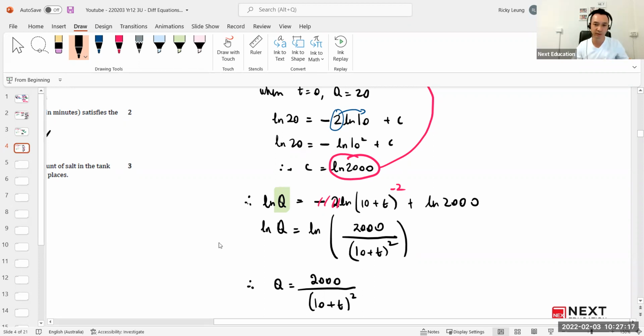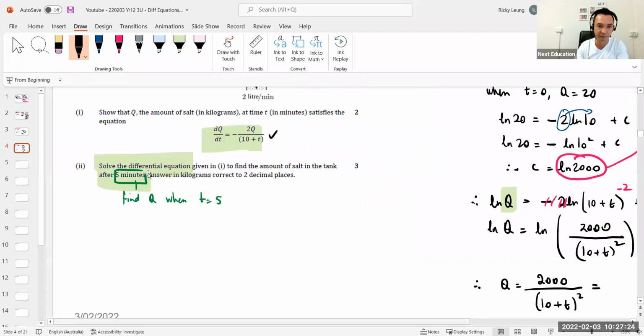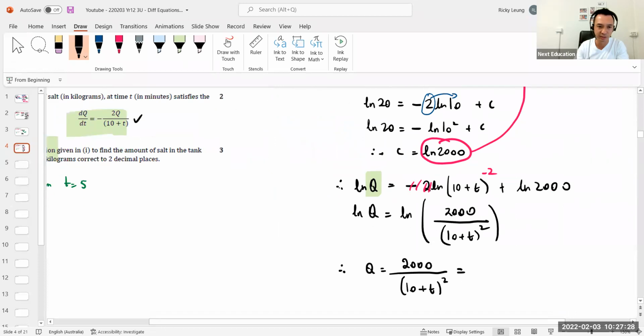Now, I don't know, can I just check a number? So let me just punch it. I'm going to sub in 5. I think the question says after 5 minutes, find q. So far, I think that's right. Let me just check. I might have made a silly mistake. I don't know.